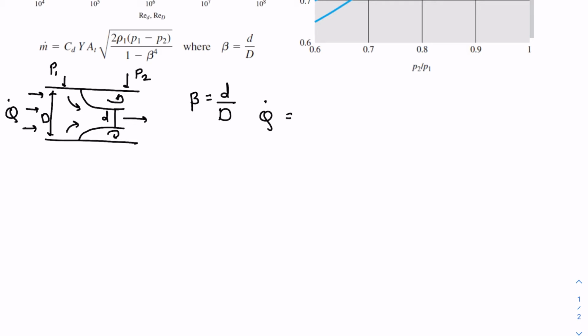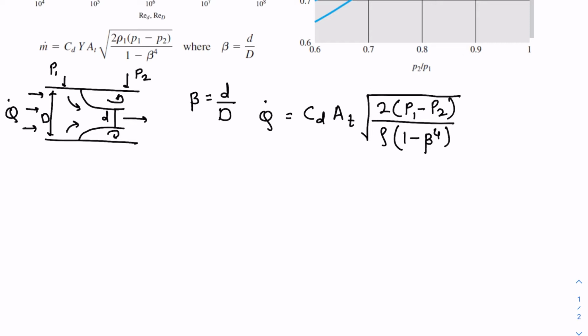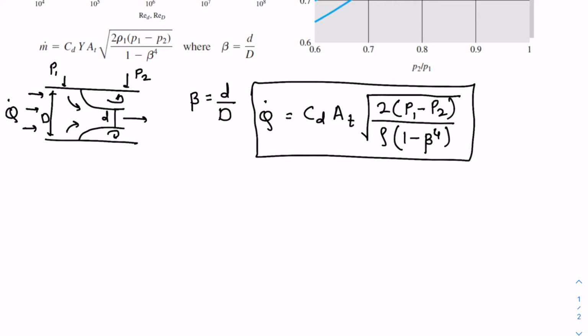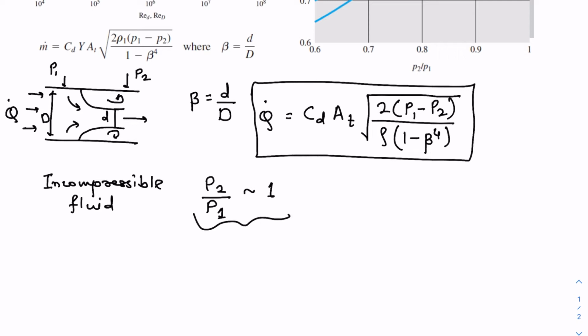In this case, the flow rate is simply given by the discharge coefficient multiplied by the area of the throat. In the square root, we have 2 times the pressure drop divided by the density of the fluid, and then multiplied by this term containing the geometrical ratio. This is very accurate for an incompressible fluid, because in that case the pressure ratio P2 by P1 is close to unity.